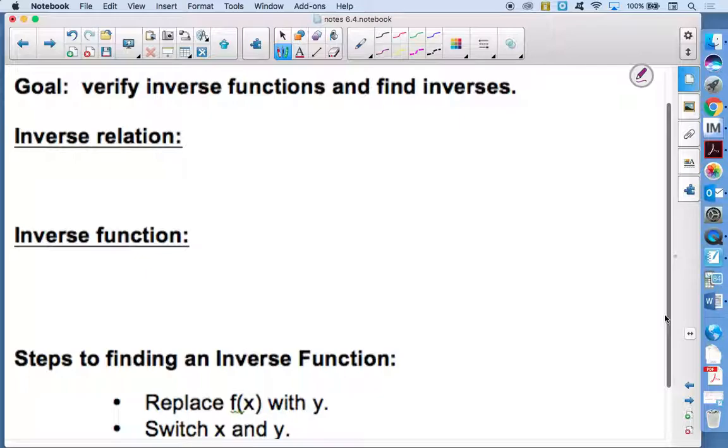So we're going to look at verifying and finding inverses today. Chris, what is an inverse? So if something is an inverse of something else, what does that mean, Morgan? Opposite. So inverse generally means opposite. So in math, Chris, can you name 2 operations that would be opposite of each other?